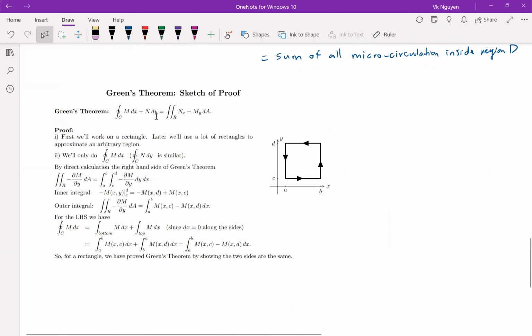Some people use PQ, some use MN. I'm just going to put a note here. MN is more useful in differential equations. You will see this notation when you take differential equations.